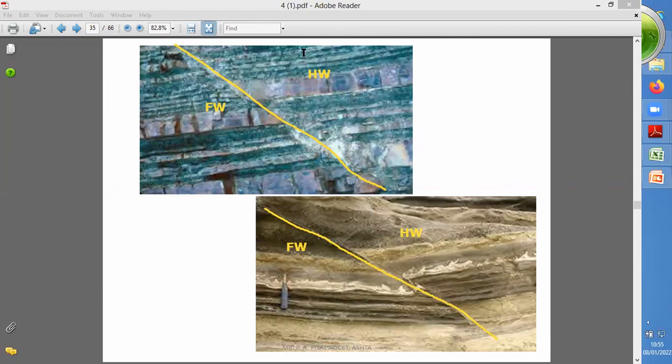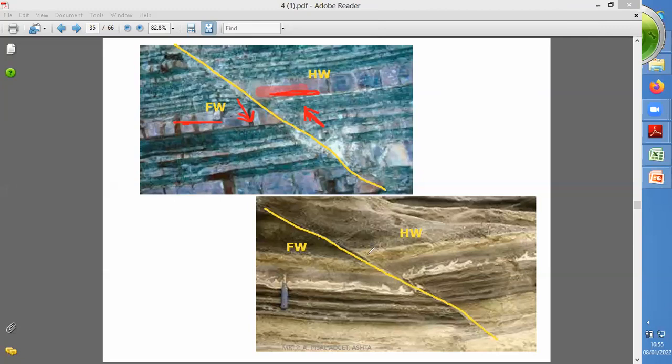Now when you look at the displacement between two blocks, consider this layer, just wait, consider this horizontal layer and this horizontal layer. Now here in this hanging wall, the block is moved in the upward direction. Here this block moves towards the downward direction. That's why it is a type of reverse fault.